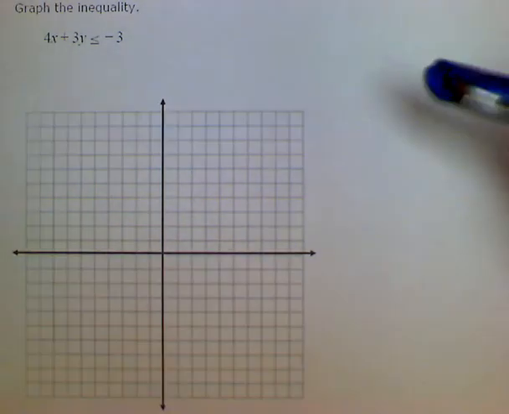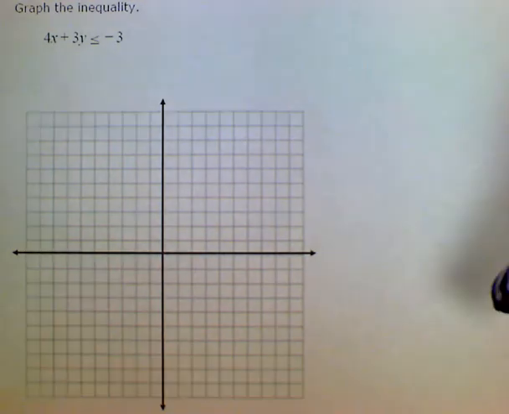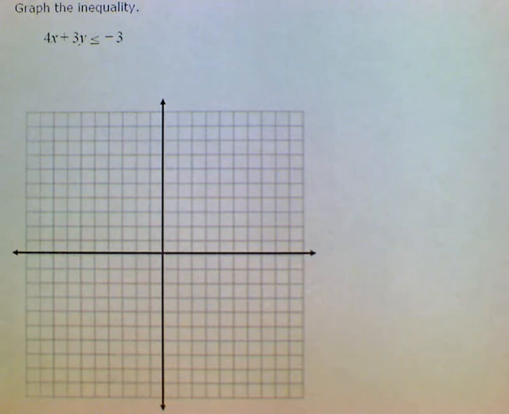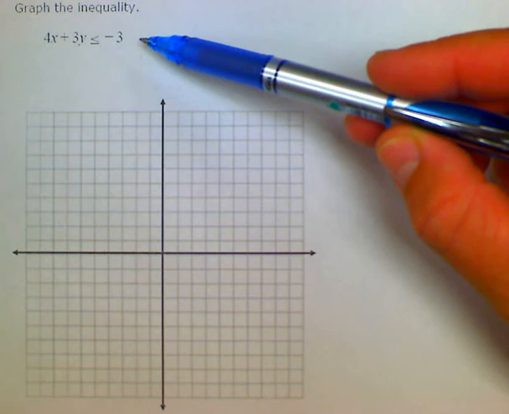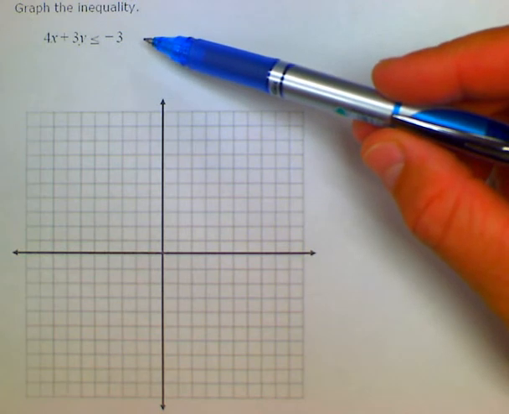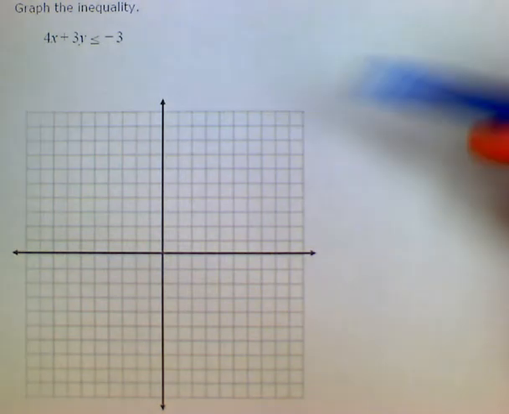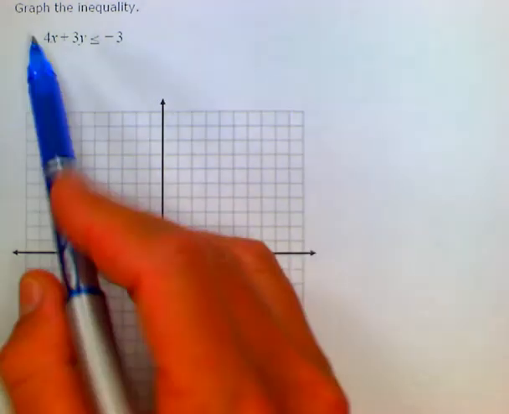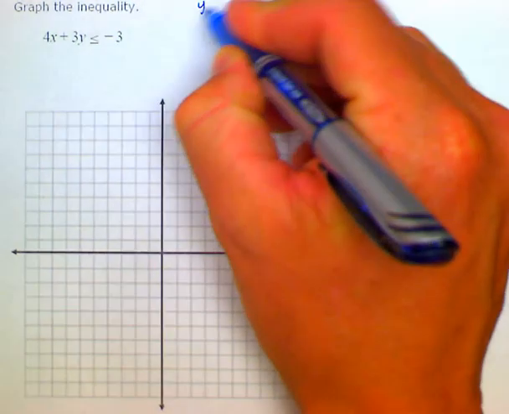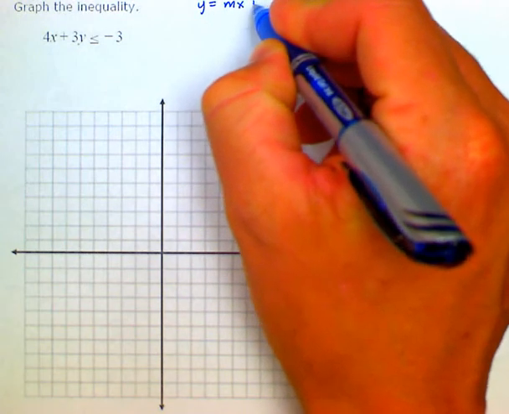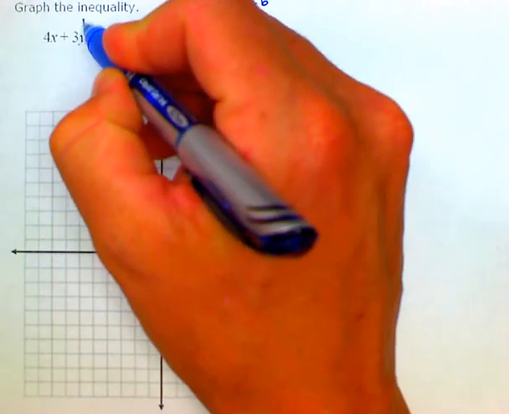This problem says to graph the inequality, and it gives us the inequality 4x plus 3y is less than or equal to negative 3. The way they've given it to us, it is not in slope-intercept form, so we would use opposite operations to put it into slope-intercept form, y equals mx plus b, meaning that we want to isolate y.